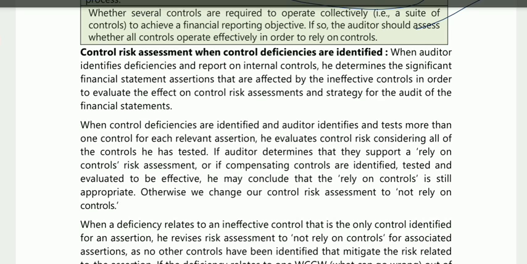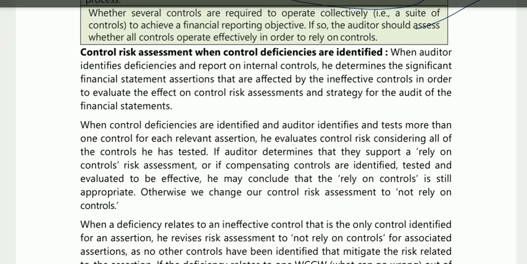He evaluates control risk considering all of the controls he has tested. Now, if the auditor determines that they support or rely on control risk assessment, or if compensating controls are identified, tested, and evaluated to be effective, he may conclude that relying on controls is still appropriate. Otherwise, we change our control risk assessment to not rely on internal controls.